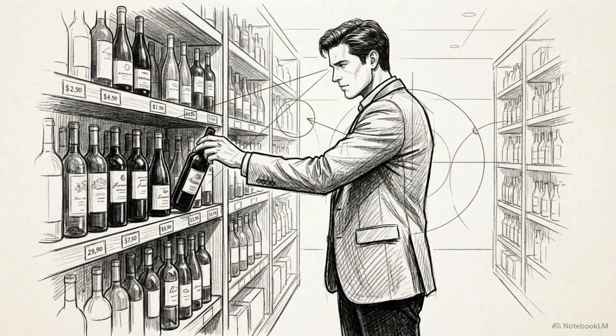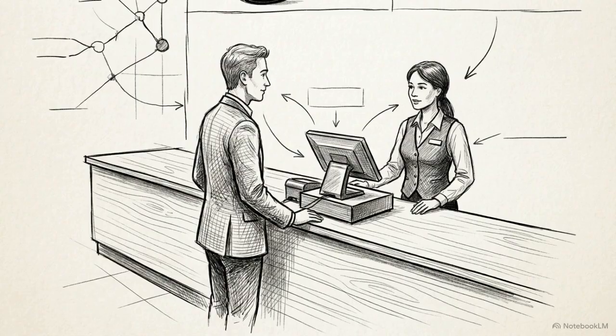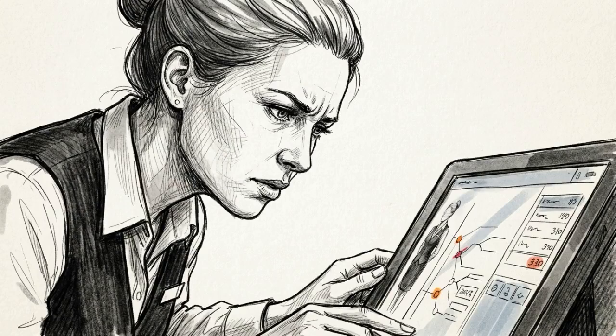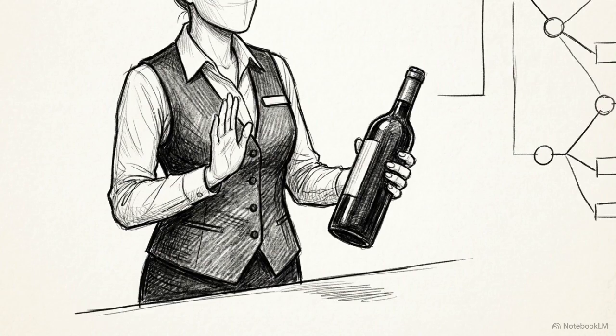He checks the printed shelf tag, sees a price of $45, and immediately places the Shiraz into a shopping cart. The transaction stalls at the checkout counter. When the store manager scans the item, she discovers a printing error on the shelf tag. The actual intended price of the special reserve Shiraz is $450. The manager apologizes to Julian and refuses to process the sale at the $45 mark.